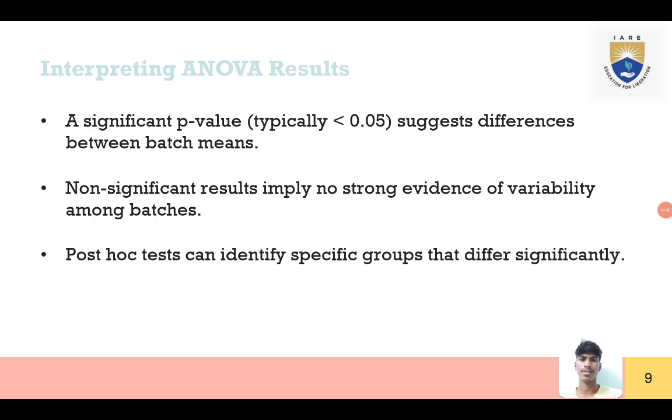Interpreting ANOVA results. A significant p-value, typically less than 0.05, suggests differences between batch means. Non-significant results imply no strong evidence of variability among batches. Post-hoc tests can identify specific groups that differ significantly.